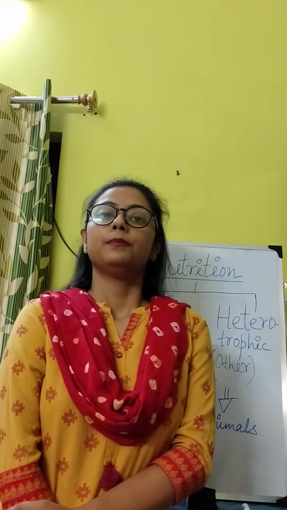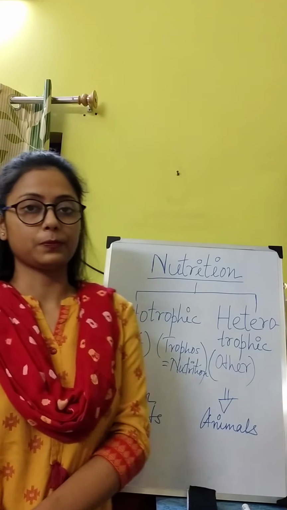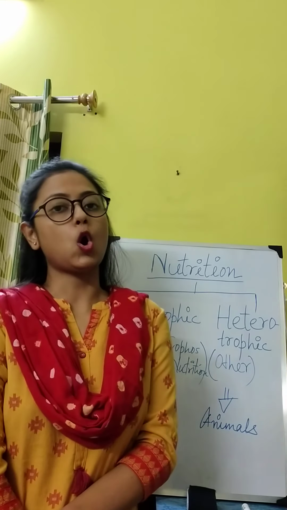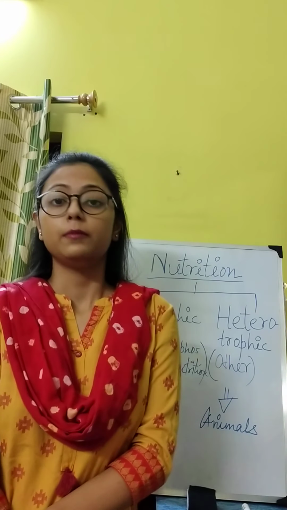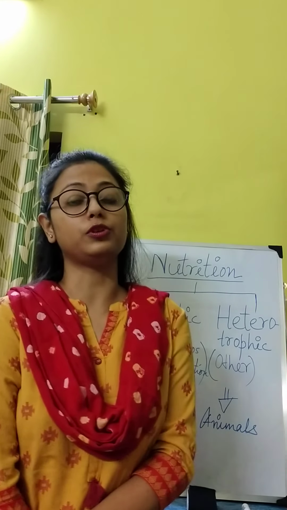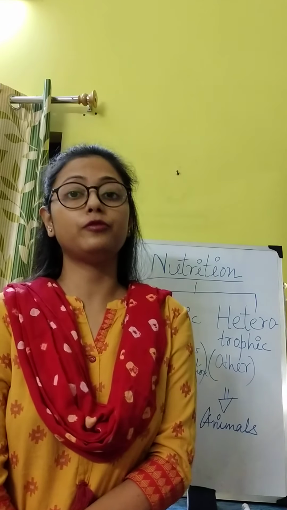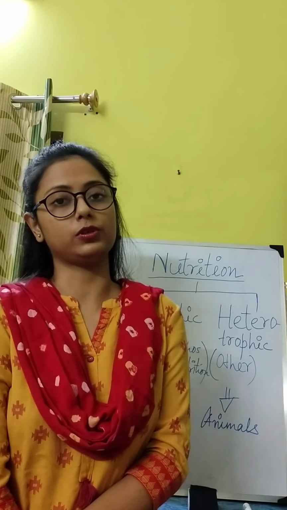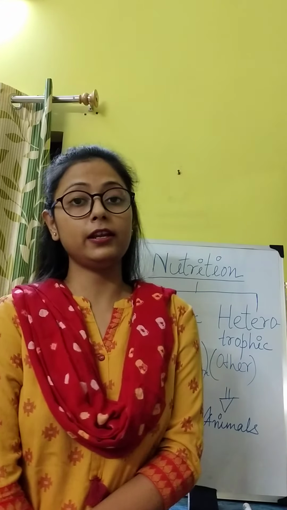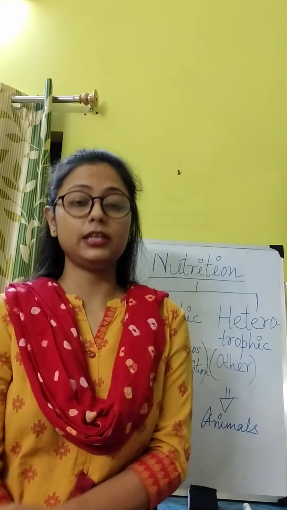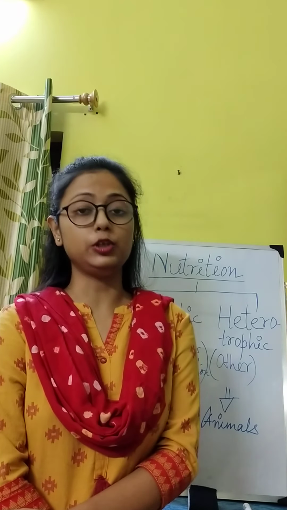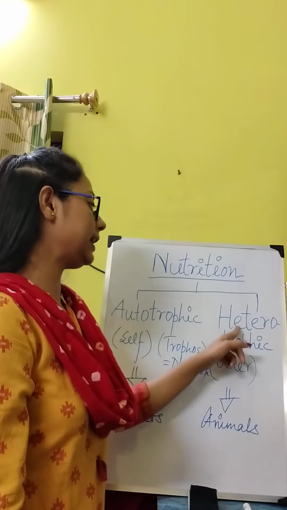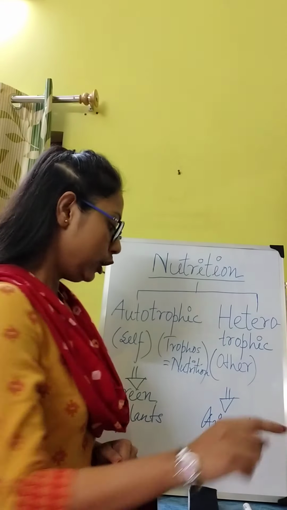Okay. Before starting the plant nutrition, I would like to say something. In our environment, all the living organisms are here, but all cannot produce their own food. Some can produce their own food, and the rest organisms depend on those organisms for the food. Based on that criterion, all the living organisms in our environment are classified into two types, and those are autotrophic nutrition and heterotrophic nutrition. Look at the term, children.